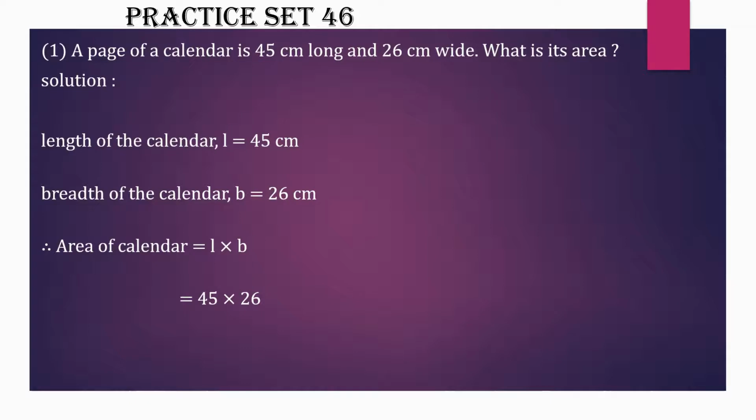Long, that means length, that is 45 centimeters given. Wide, that is breadth, which is 26 centimeters given. So 45 into 26 is equal to 1170 centimeter square. Hence, the page of the calendar, which is 45 centimeters long and 26 centimeters wide, has an area of 1170 centimeter square.